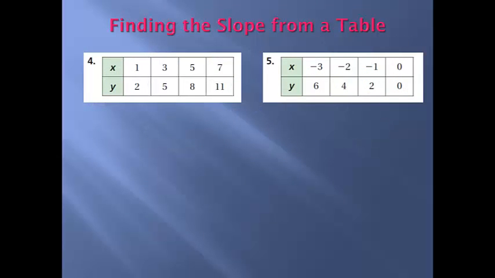Now we're going to find the slope from a table. When we have a table, we can choose any 2 points. So if you look at number 4, our choices would be 1, 2, 3, 5, 5, 8, and 7, 11. So we have 4 points that we could choose from. So let's just go ahead and choose the first 2 points. So we'll have 1, 2, and 3, 5.